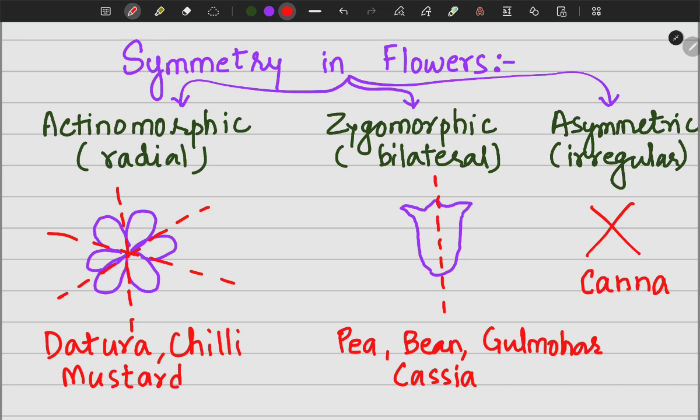Alright, so I hope the symmetry is clear to you. Actinomorphic flowers are those which can be cut into two equal halves by any plane passing through the center. Zygomorphic are those flowers which can only be cut through only one plane into two equal halves, whereas asymmetric flowers are those which cannot be cut into two equal halves by any plane passing through the center. Examples are important, so please remember them. Now there are some other terminologies which are important to know.